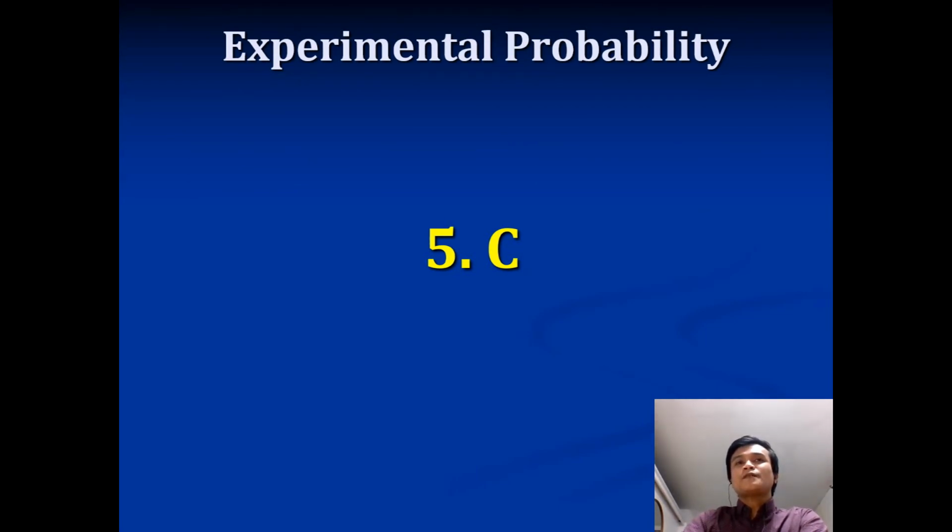If you get the perfect score, then very good. If you get 4 over 5, then it is good. You need to review some more of the information we discussed in this topic, experimental probability. If you get 3 over 5, 2 over 5, 1 over 5, it's okay. Just try your best, and I know you can do it, and you can have higher than what you get now. So I believe in you, and you can do it.